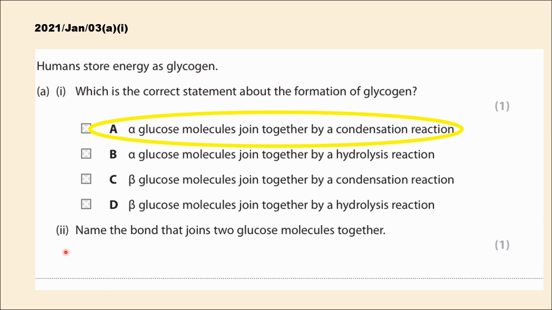The second part of that question: name the bond that joins two glucose molecules together. It's glycosidic bonds.